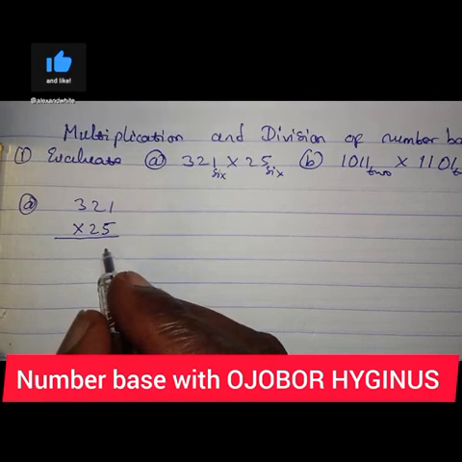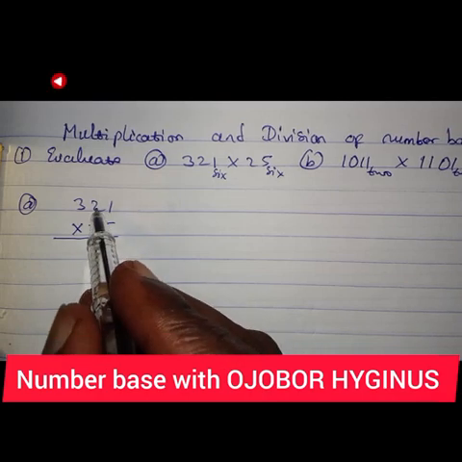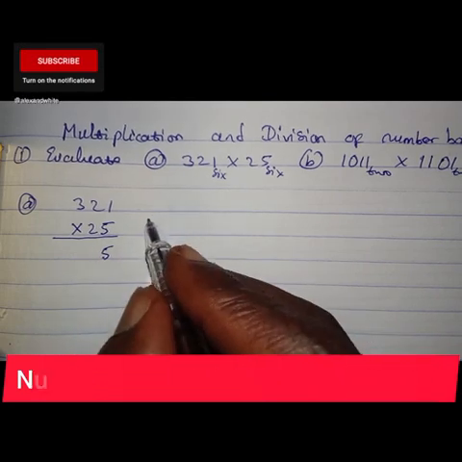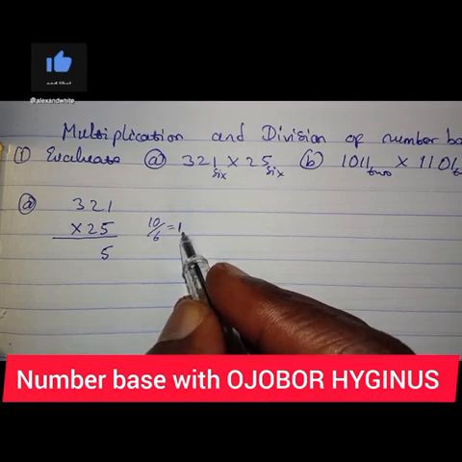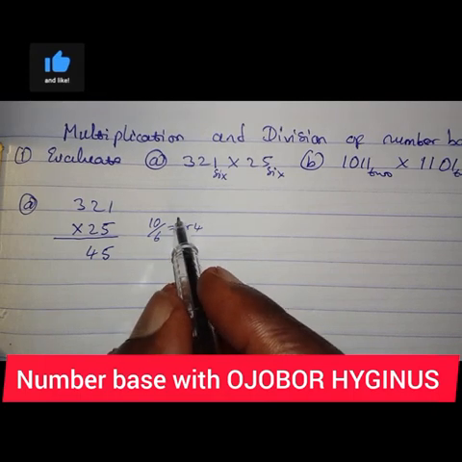5 times 1 is 5. Remember, it must not be more than the base. 5 times 2 is 10. And 10 is greater than base 6. So you have to divide by the base. If you divide 10 by 6, you have only 1 six in 10, remainder 4. So you write the remainder 4 and carry that 1 to the next.